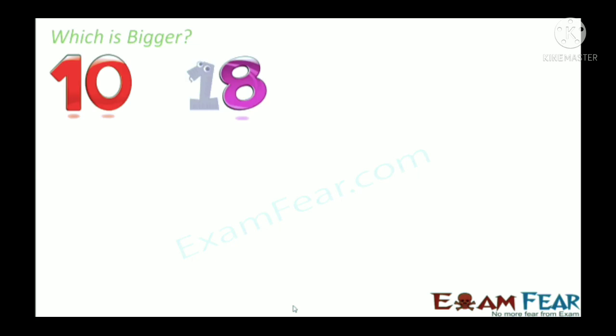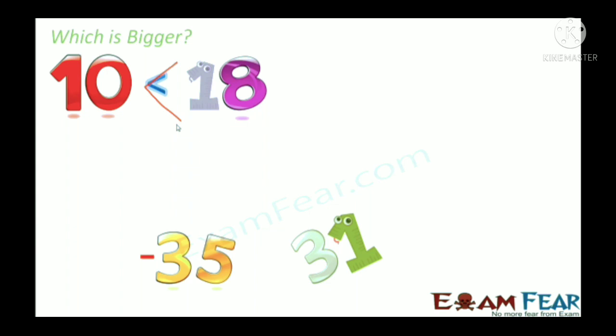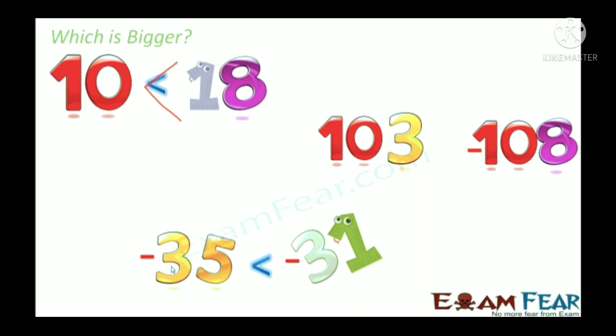So now let us look at the same examples. 10 and 18, which is bigger? Of course, 18 is greater than 10. Minus 35 and 31. So here you have a positive number and a negative number. And as I have told, a positive number is always greater than a negative number. So in this again, you have a positive number and a negative number. Again, as mentioned, the positive number will be greater than the negative number. So you need to remember these simple tips so that you can very quickly answer which integer is bigger and which integer is smaller.